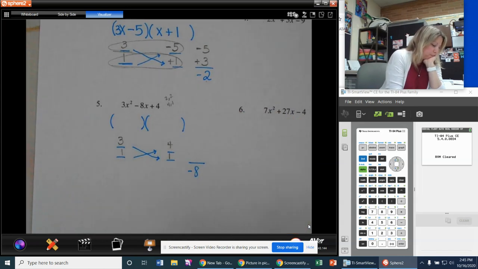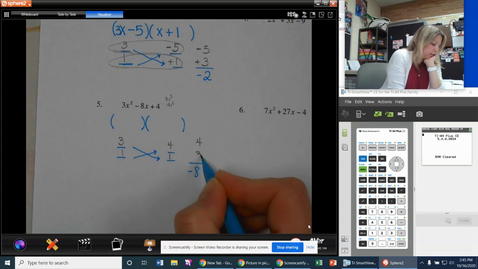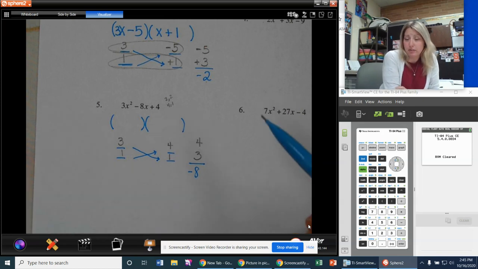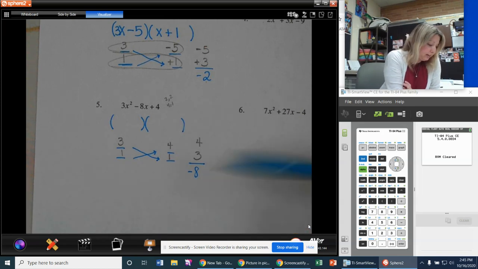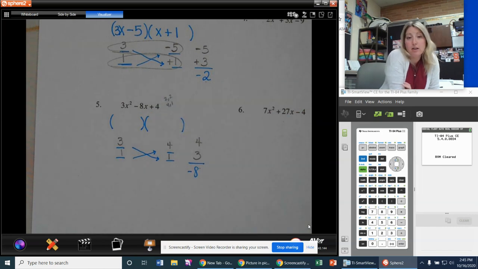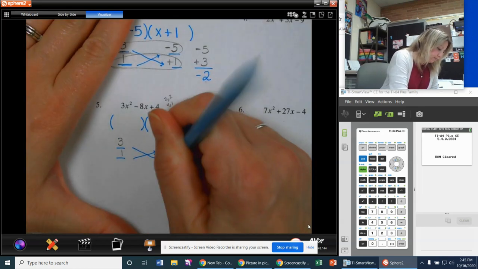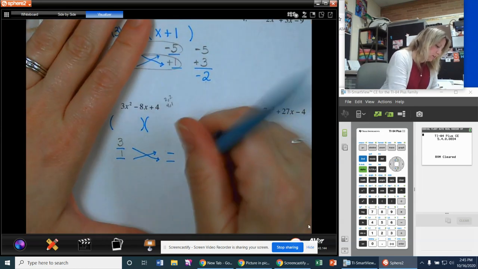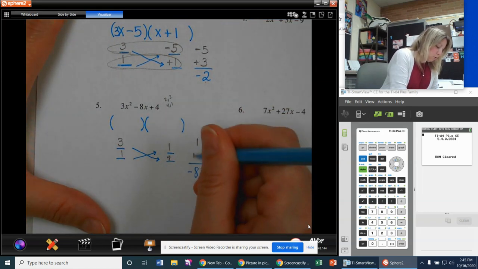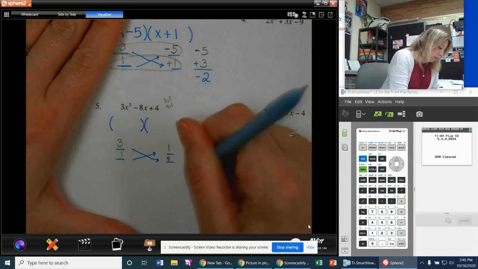4, 1, right? 1 times 4 is 4. 3 times 1 is 3. That can add up to 7. Because remember, we're going to add to get to the middle this time. How do I know we're adding to get our negative 8? Because the end term is positive. So we have to add to get the negative 8. And that doesn't work. 4 and 3, 7, not 8. Flip them around if you want, but you get 13. I'll just prove it. 1 times 1 is 1. 3 times 4 is 12. And 1 plus 12 is 13. Still not 8. So 4 and 1 is out.